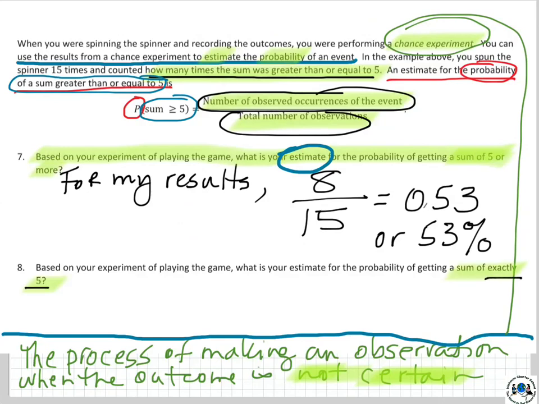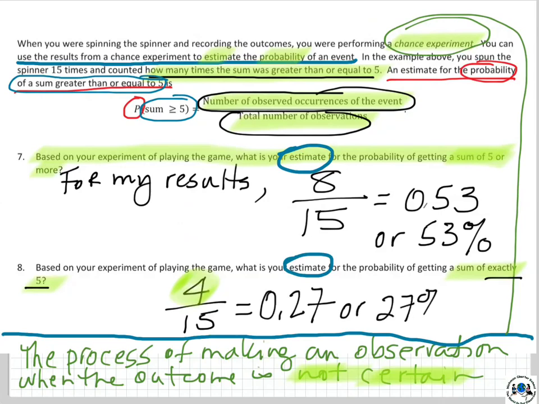So number 8 here: based on your experiment of playing the game, what is your estimate for the probability of getting a sum of exactly 5? And again, an estimate. Can't emphasize that enough. No guarantees here. That would have been 4 over 15, simply because I spun a total of 5, 4 times out of my 15 tries. And that would have been 0.27 or 27%.